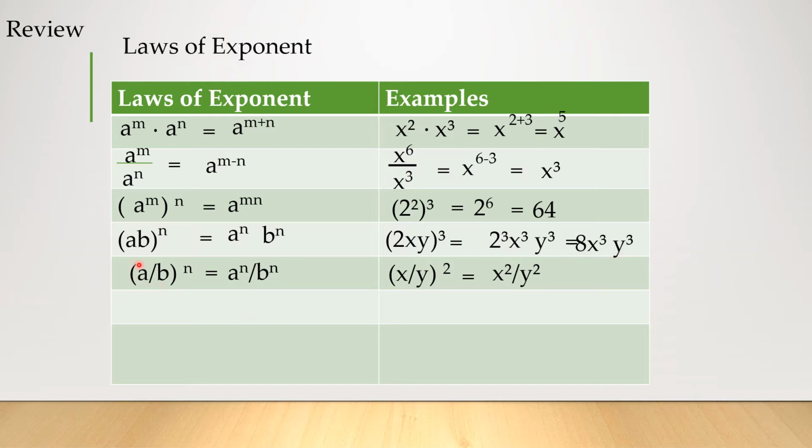Now here, we have the quantity a divided by b raised to n. So again, a should be raised to n, and b should be raised to n. So a raised to n divided by b raised to n. So we have here an example, x squared divided by y squared.